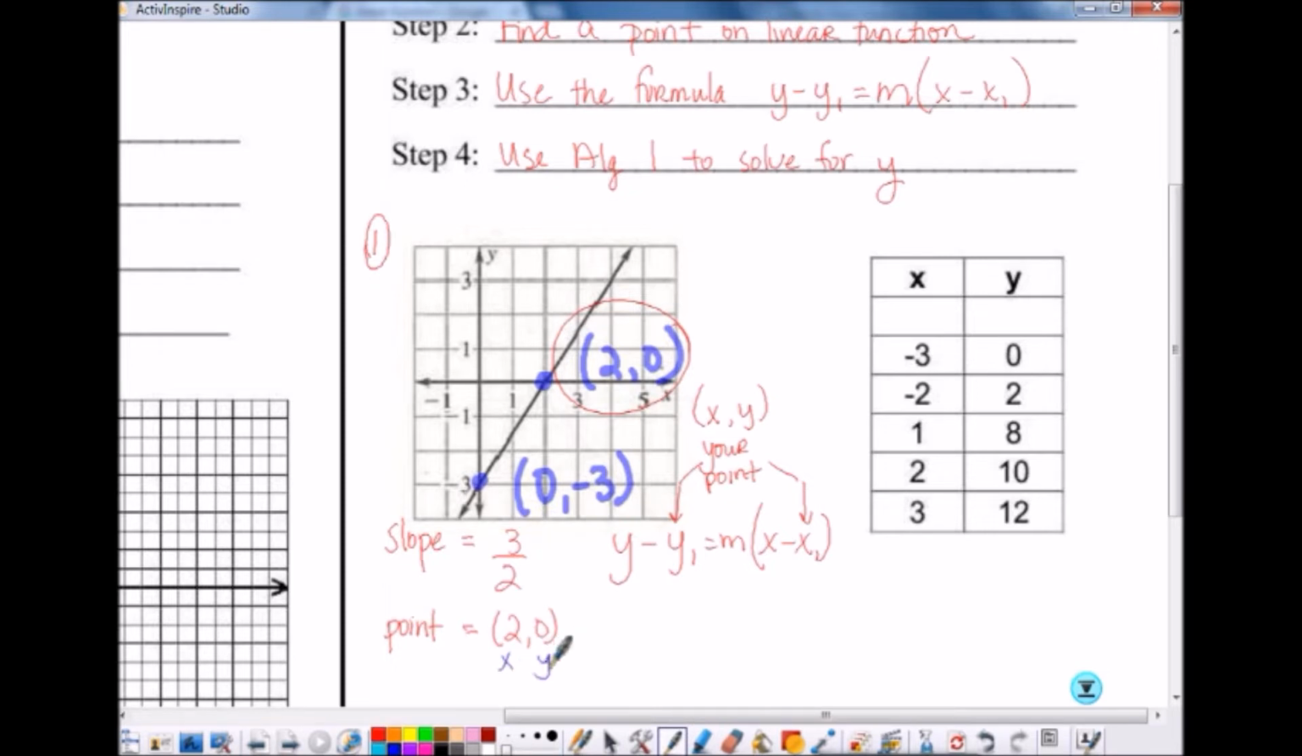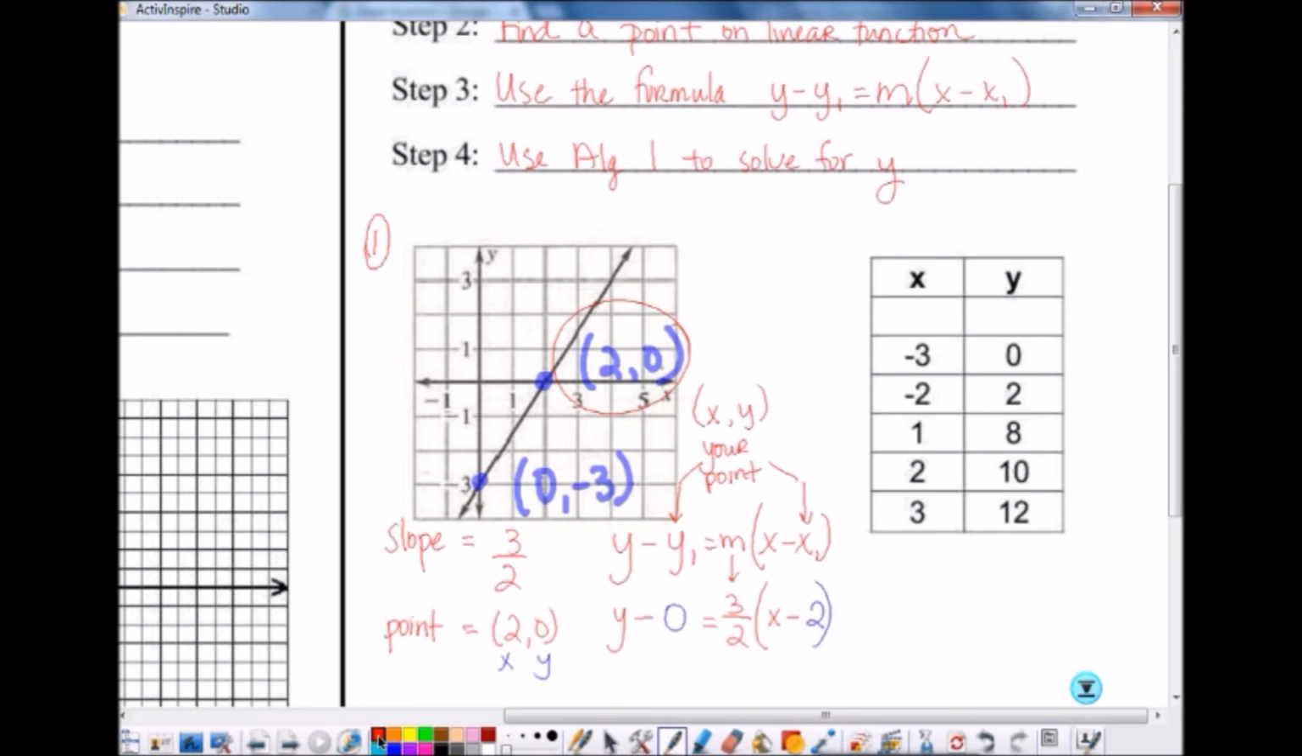So what you're going to do is replace them, and it's called substituting. So you're going to leave the first y alone, minus, and this is where you have your y value, which is 0. Equals, and then m is your slope. So then we found 3 over 2 is your slope. Parentheses, you're going to leave the x alone, minus, and now you're going to look at your x value from the point that you picked, which is 2. And now this was step 3.